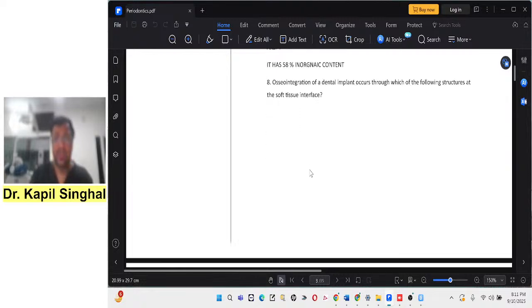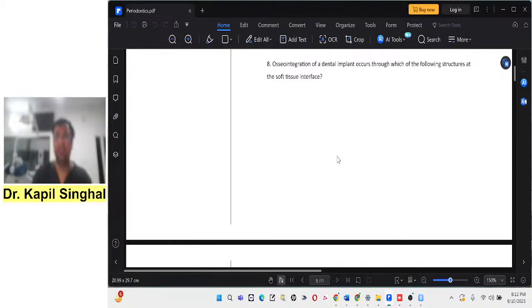Okay, the next question. Osseointegration of dental implant occurs through which of the following structures at the soft tissue interface? So what is this question asking? It is asking that the implant has osseointegrated with the bone, and over the implant there is soft tissue, the gingiva. That gingival connection with the implant is through which attachments?